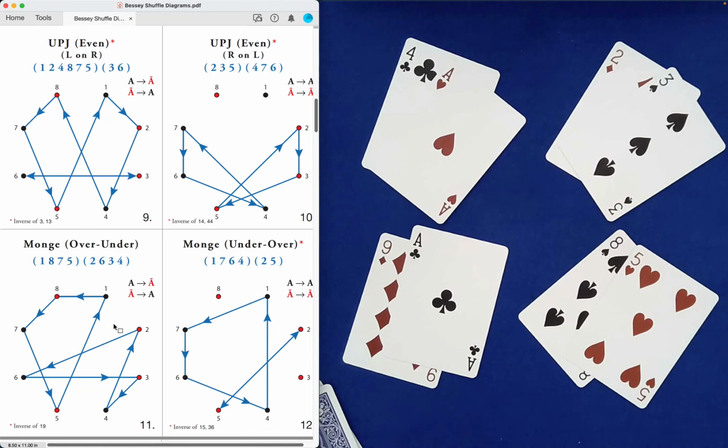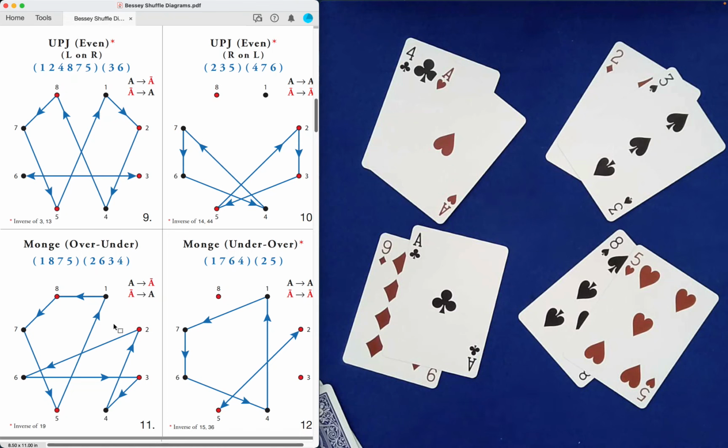And at the end of this whole series, I'll show you one or more examples of shuffles that are not Bessey shuffles. Namely, they do not preserve or invert Bessey sequences. In fact, if you want to play with one right now and test it for yourself, the Australian under-down is one such shuffle. Now, the down-under is a Bessey shuffle. It doesn't harm Bessey sequences, but the under-down does, as we'll see.